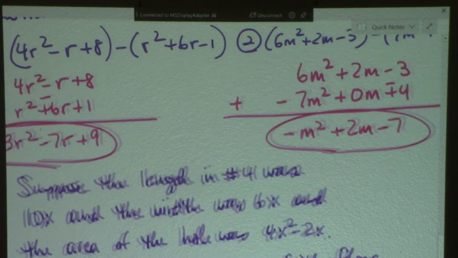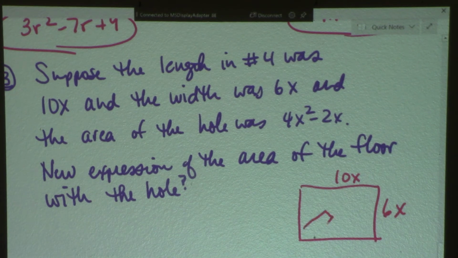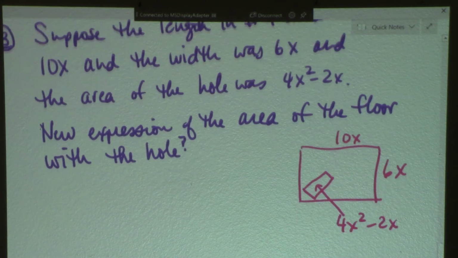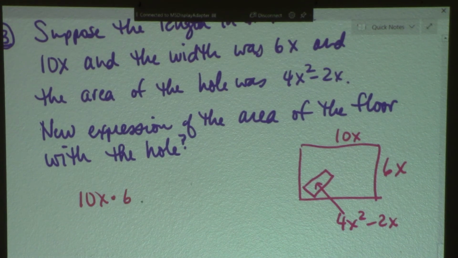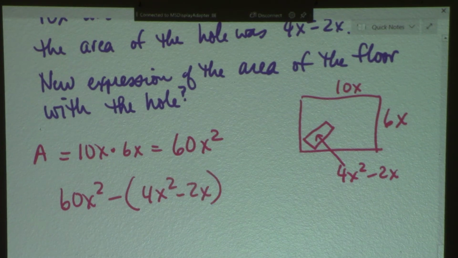Okay, now let's go down to the bottom, and I have my picture here. I have, let's see, 10x and 6x, and then the whole is 4x squared minus 2x. Okay, so I'm going to have 10x times 6x, that's my area, and I get 60x squared. So then I'm going to have 60x squared minus both of these terms, right?